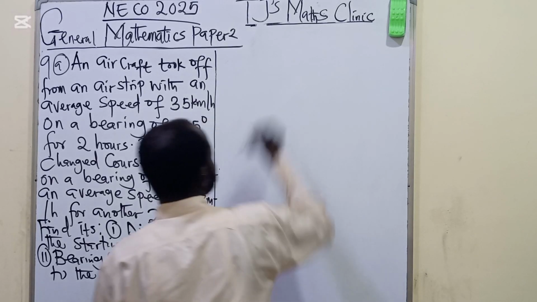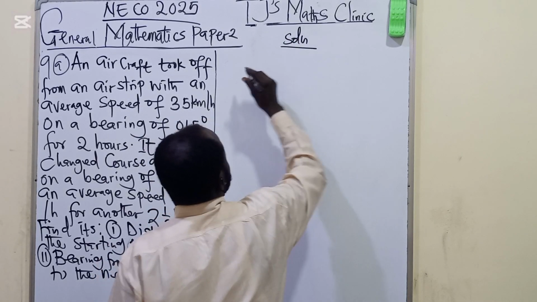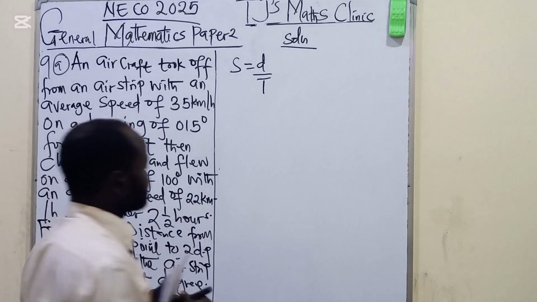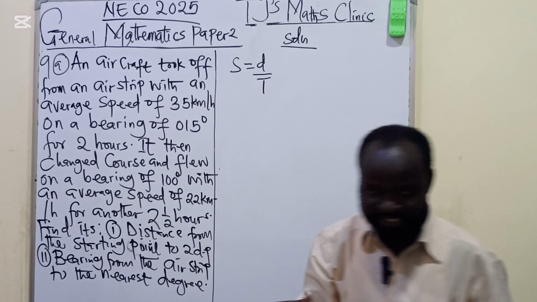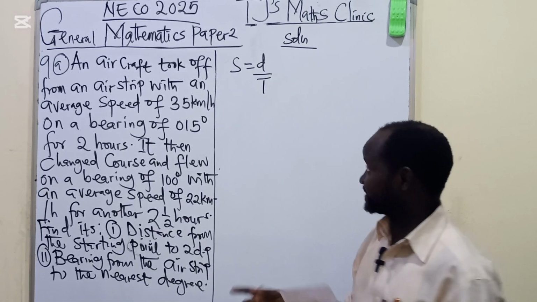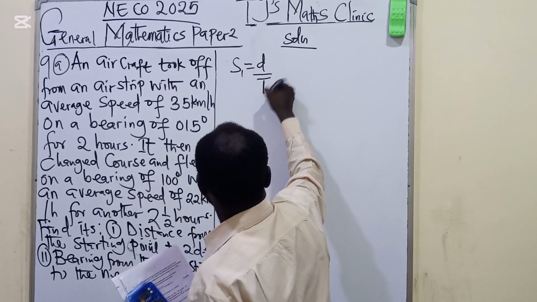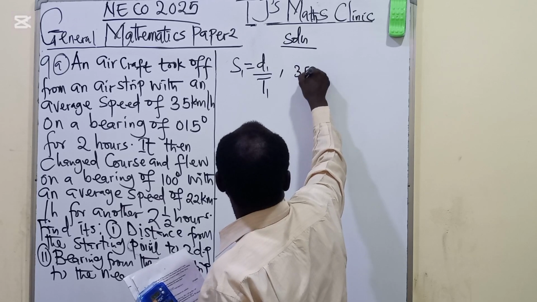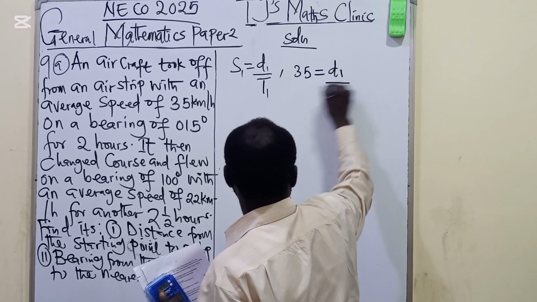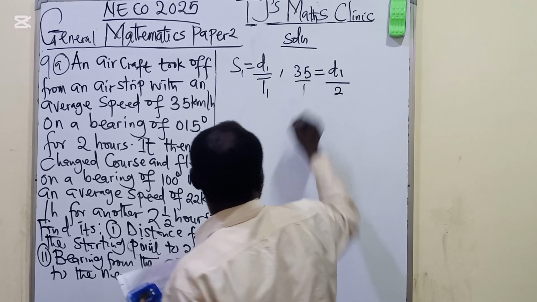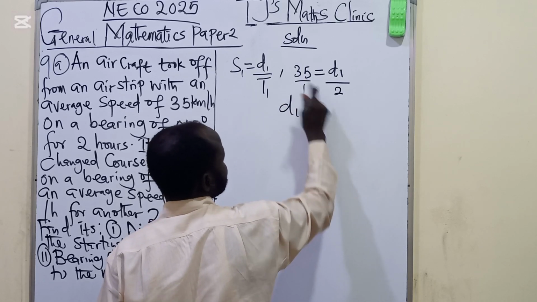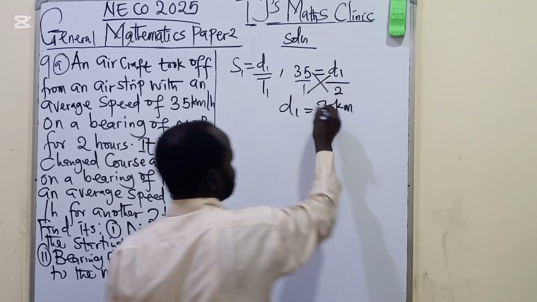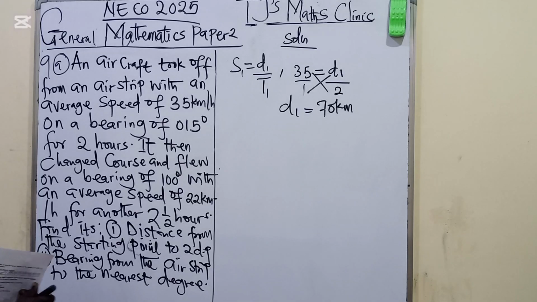So let's write down the solution and find distance. Speed is distance divided by time. In other words, average speed is nothing but total distance covered divided by the total time taken. Very important. And let's say this is our first speed, first distance and time as well. Our speed is 35 kilometers per hour, equals d1, the first distance we don't know, over 2 hours. It is divided by 1. So d1 now will be 35 times 2, we cross multiply now. That will be 70 kilometers. The first distance is nothing but 70 kilometers.